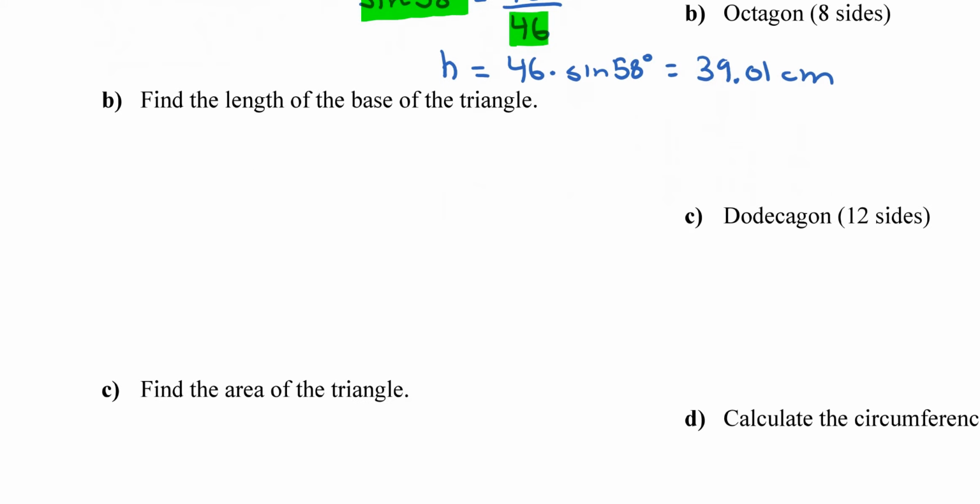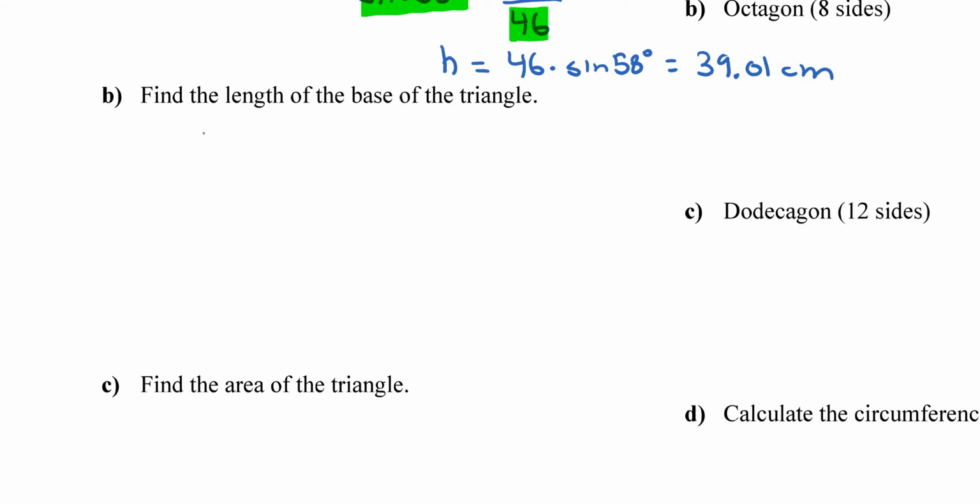All right, the next question is find the length of the base of the triangle. Using the same triangle that I had for part A, I know this is going to be 46. This is going to be 58 degrees. How about this time we find the value of x over here? And once we find that value of x, we can double it to get the entire base, and that will be the length of the base of the triangle there.